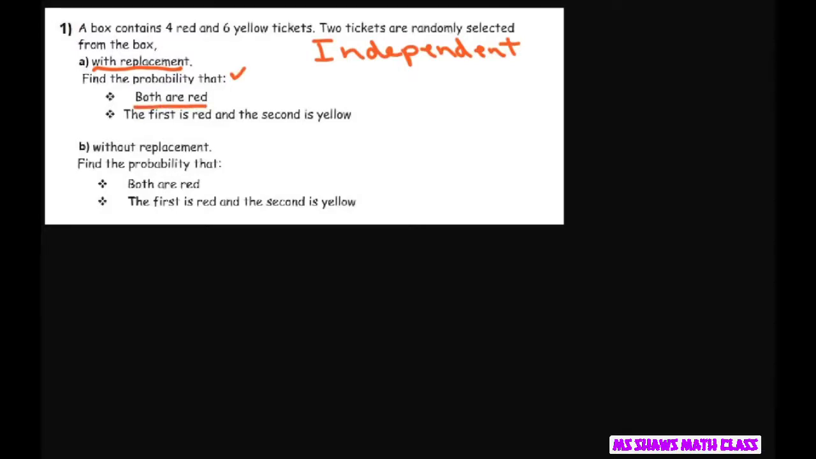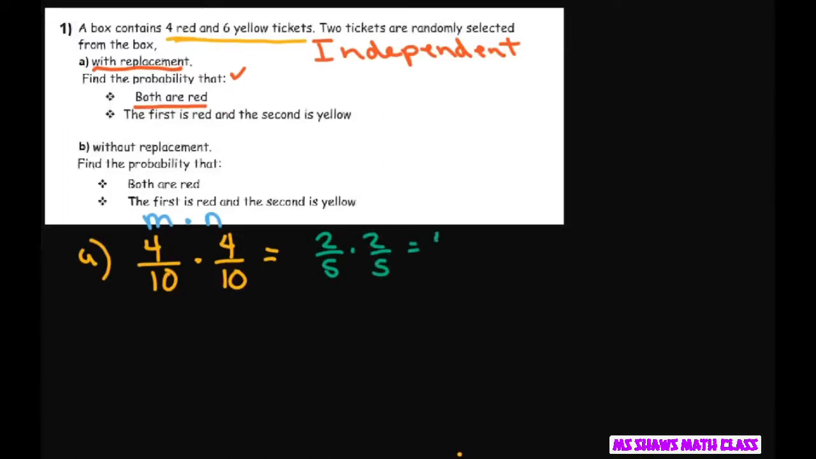So for that, there's 4 out of 10. If you put all of these in the same box, this is 4 out of 10. But you put the red back in the box and draw again, and your second event would be 4 out of 10. Then you're using your counting principle. This is M ways times N ways for the events. This is really 2/5 times 2/5, which equals 4 divided by 25.